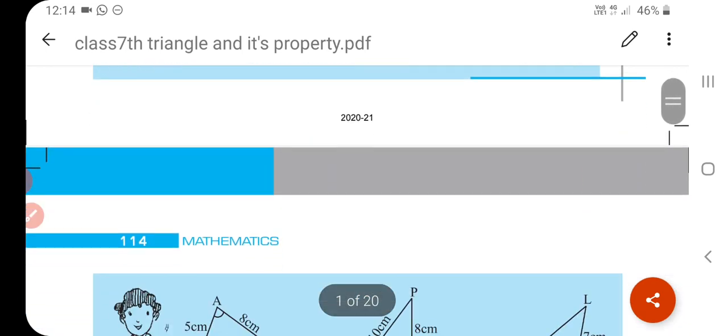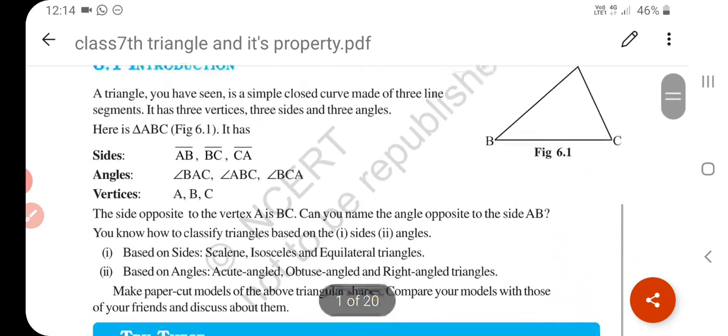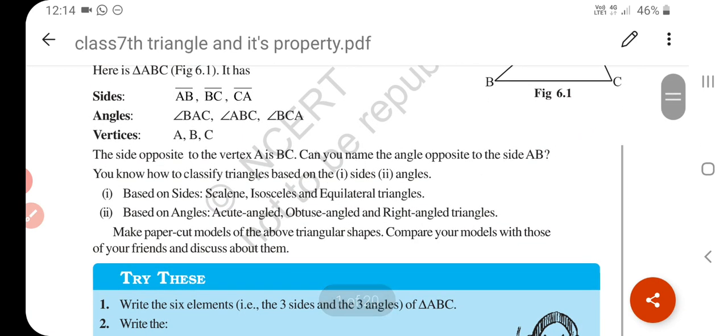Okay, so if you talk about scalene triangle, a scalene triangle means no two sides are of equal length. We can say that it's a scalene triangle. Okay, and a triangle in which any two of its sides are of equal length is called an isosceles triangle. Okay, a triangle in which all three sides are equal is called an equilateral triangle.